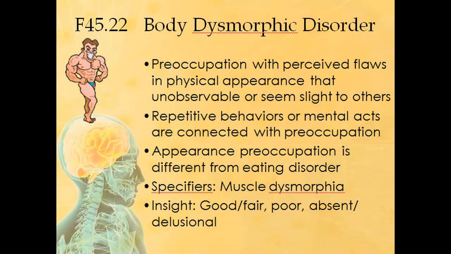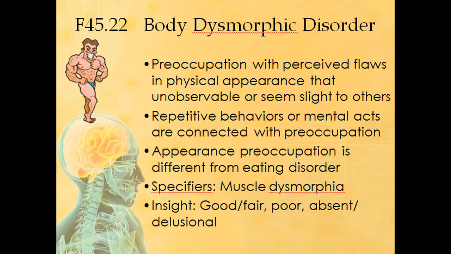Body dysmorphic disorder is another form of obsessive compulsive disorder. This one is a preoccupation with perceived flaws in physical appearance that is unobservable or seems slight to others. So, for example, my one eye looks different than the other, or one ear is different than the other.